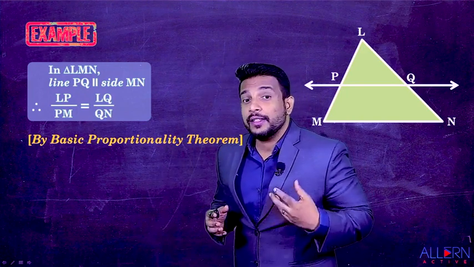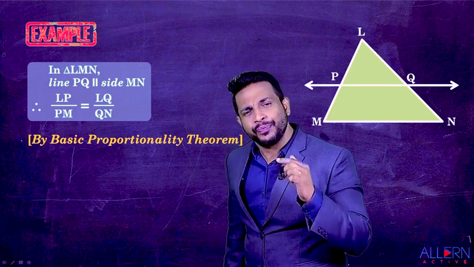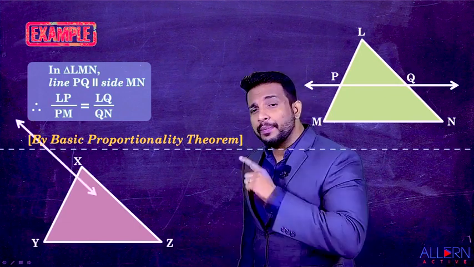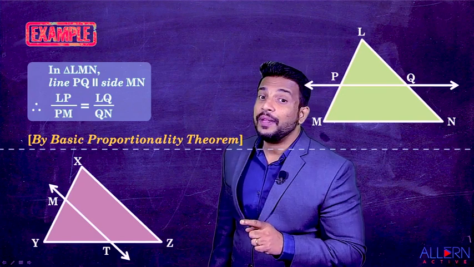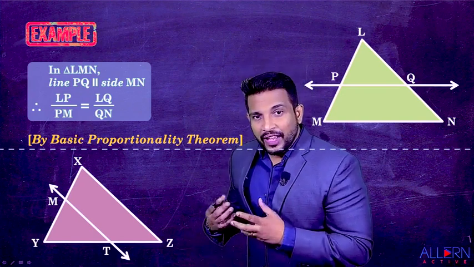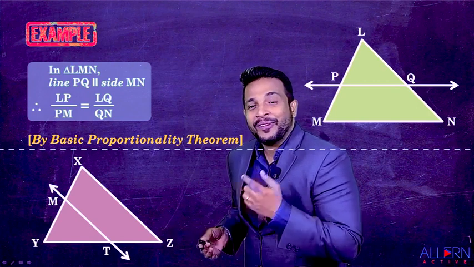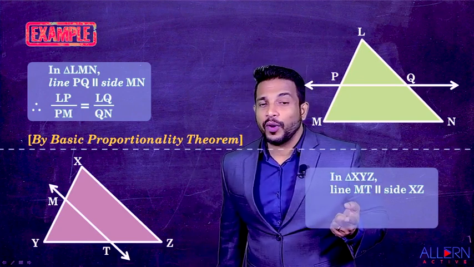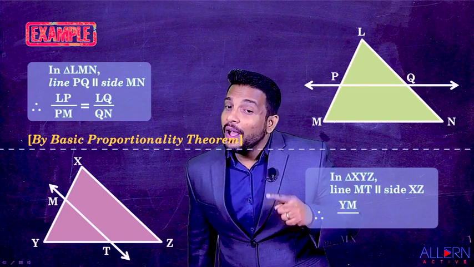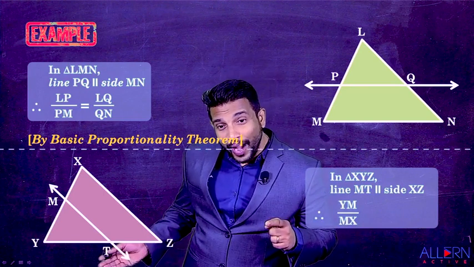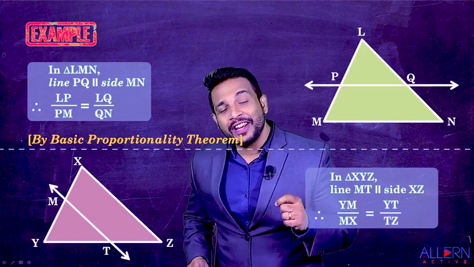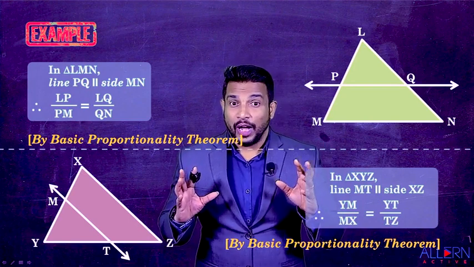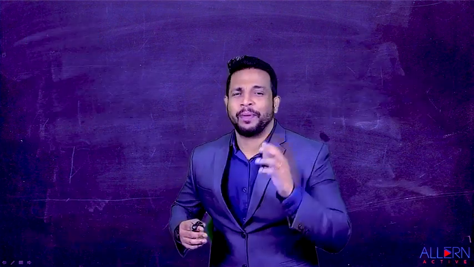So isn't that easy? We always apply this in a triangle whenever we have a line parallel to a side. Let me give you one more example. We have another triangle here, XYZ, and there's a line MT which is parallel to XZ. So can we apply the basic proportionality theorem? Yes, we can. So in triangle XYZ, we have line MT parallel to side XZ. We get the ratio YM upon MX is equal to YT upon TZ, and we write the reason in brackets as by basic proportionality theorem. So by now, you know how to apply the basic proportionality theorem, and when to apply it.